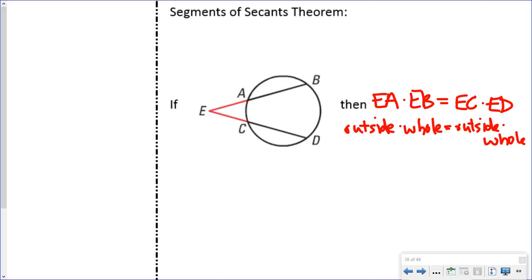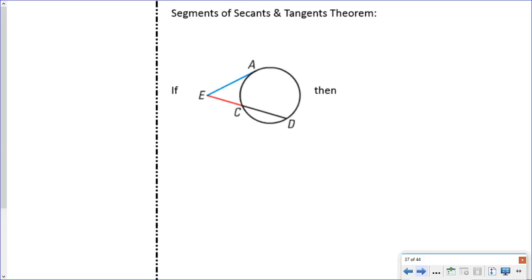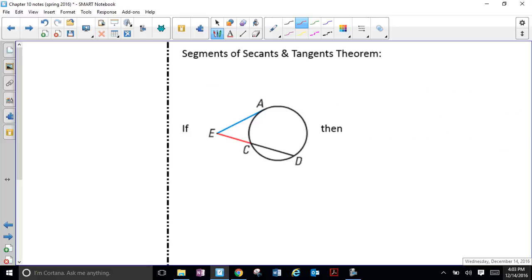So that's the segments of secant. Outside piece times whole piece equals outside piece times whole piece of the other secant. Okay. All right, and the last one is called the secants of tangents. Okay, so you've got a secant and tangents theorem, segments of secant and tangents theorem. But I don't care if you know the names or not. The names just kind of help you figure out what you're doing.